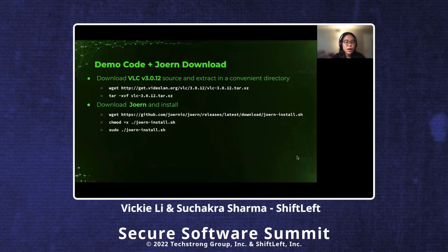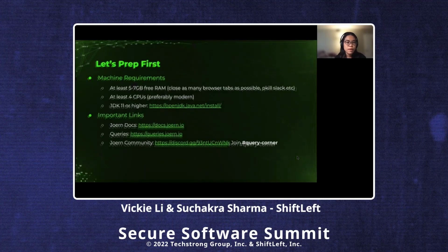And if you want to follow along with some of the demos that we're going to be showing you, you probably also want to download and install the tool Joern, which you can do by visiting github.com/joernio/Joern. And in terms of machine requirements, we recommend that you have at least 5 to 7 gigs of free RAM, as well as 4 CPUs on your system. This is because we're going to be working with graph traversals and graph generation, which can get quite resource intensive if we're working with larger code bases.